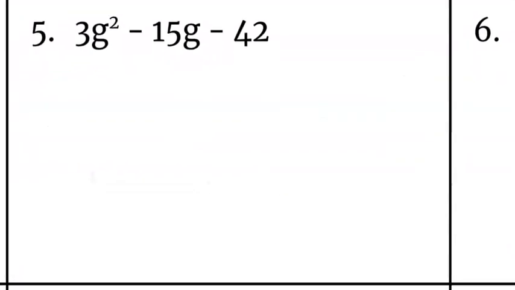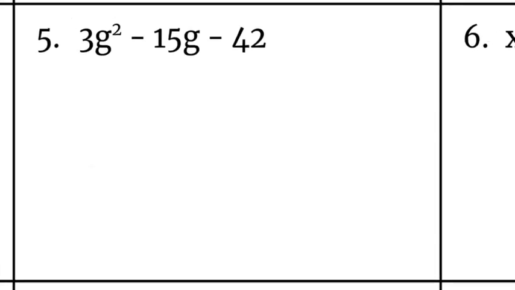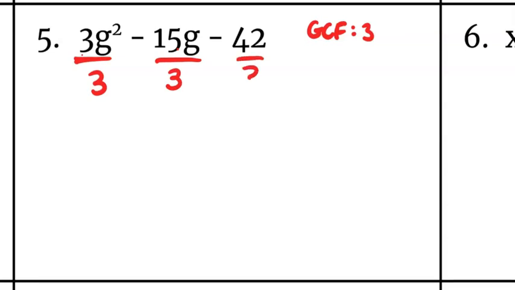The next one I want to look at is number 5. The first thing you want to do whenever your a is not 1 is you want to look and see, do I have a GCF? So will 3 go evenly into 3, 15, and 42? I always start with the a value because that's the smallest usually, but I would start with the smallest number and see if that's a GCF. 3 goes into 15 5 times, and 3 goes into 42 14 times, so that means that 3 is my GCF. So I know I have a GCF of 3, so I'm going to divide all of them by 3.